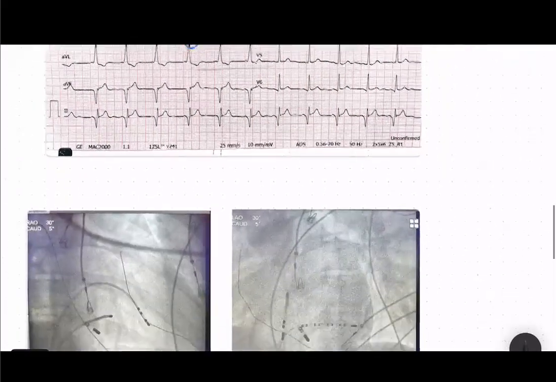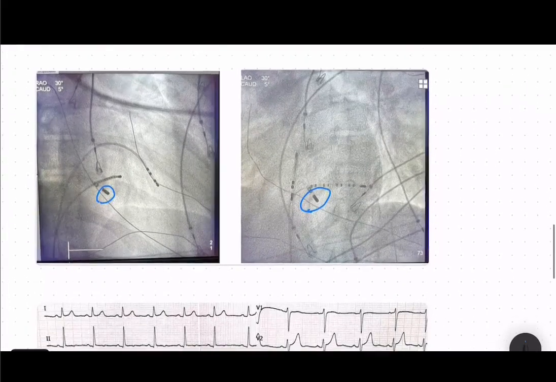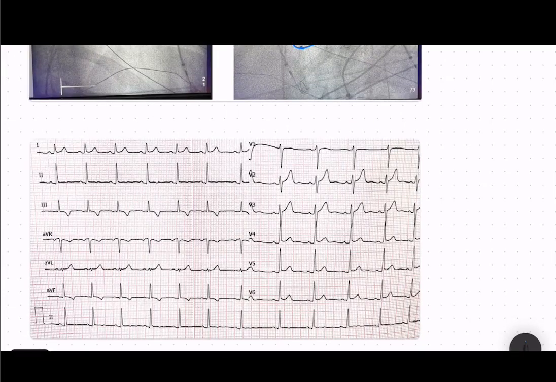As you can see here in the fluoroscopy image of the ablation, the ablation catheter in RAO is in the posteroseptal region and in LAO position it is inside the MCV. The patient underwent successful ablation, and after the ablation you can see the pre-excitation disappeared and the patient's palpitations resolved.